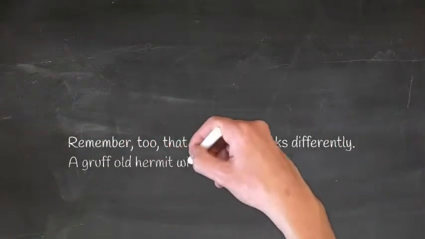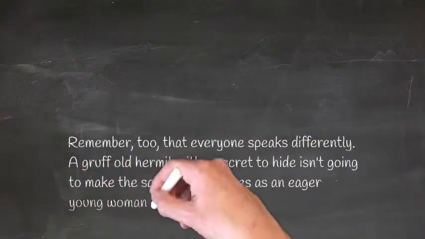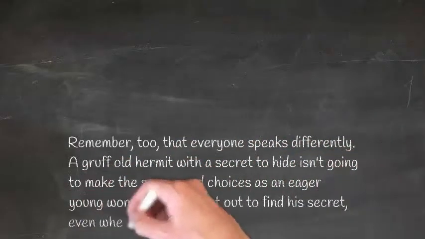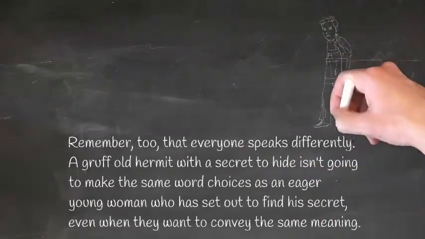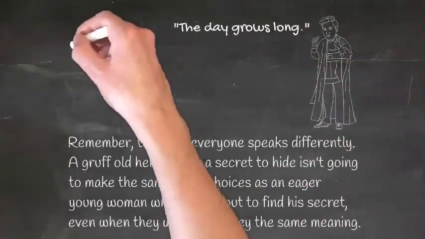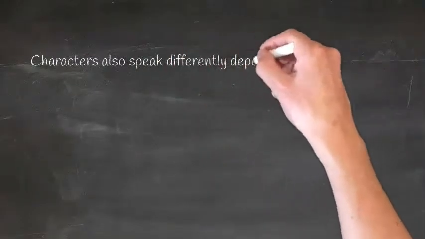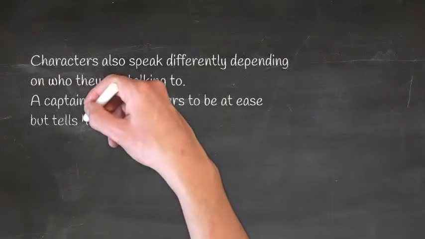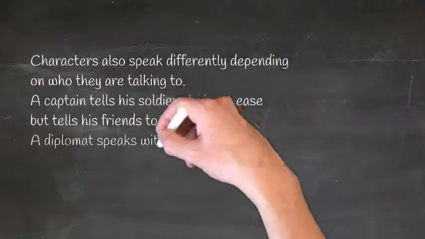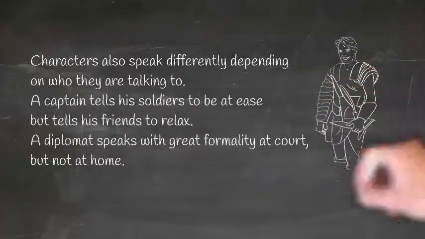Remember too that everyone speaks differently. A gruff old hermit with a secret to hide isn't going to make the same word choices as an eager young woman who is set out to find his secret, even when they want to convey the same meaning. Characters also speak differently depending on who they are talking to. A captain tells his soldiers to be at ease, but tells his friends to relax. A diplomat speaks with great formality at court, but not at home.